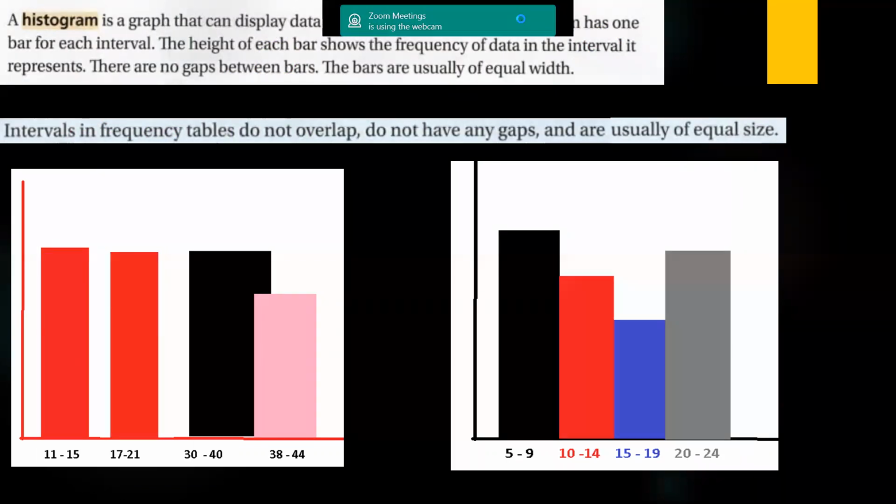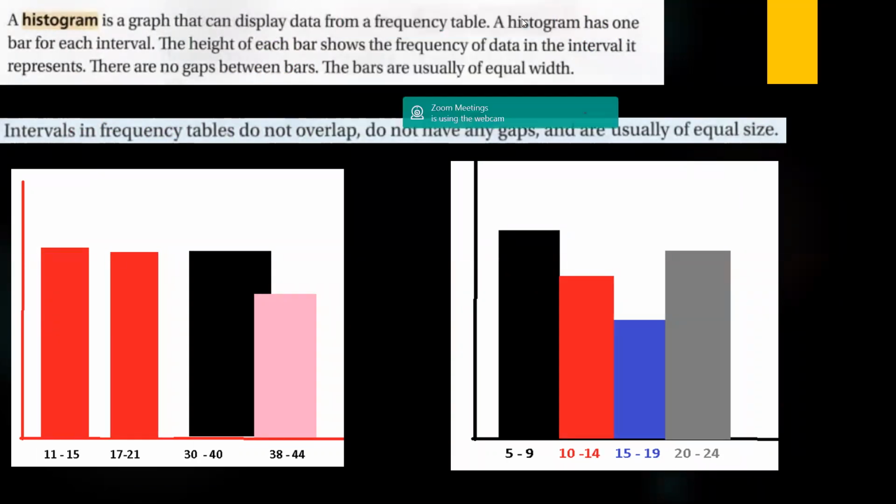A histogram is a graph that can display the data from the frequency table. I told you that the title of the lesson is frequency and histogram. So if I have data and I put it in a frequency table, I can graph it or show it by using something we call a histogram.